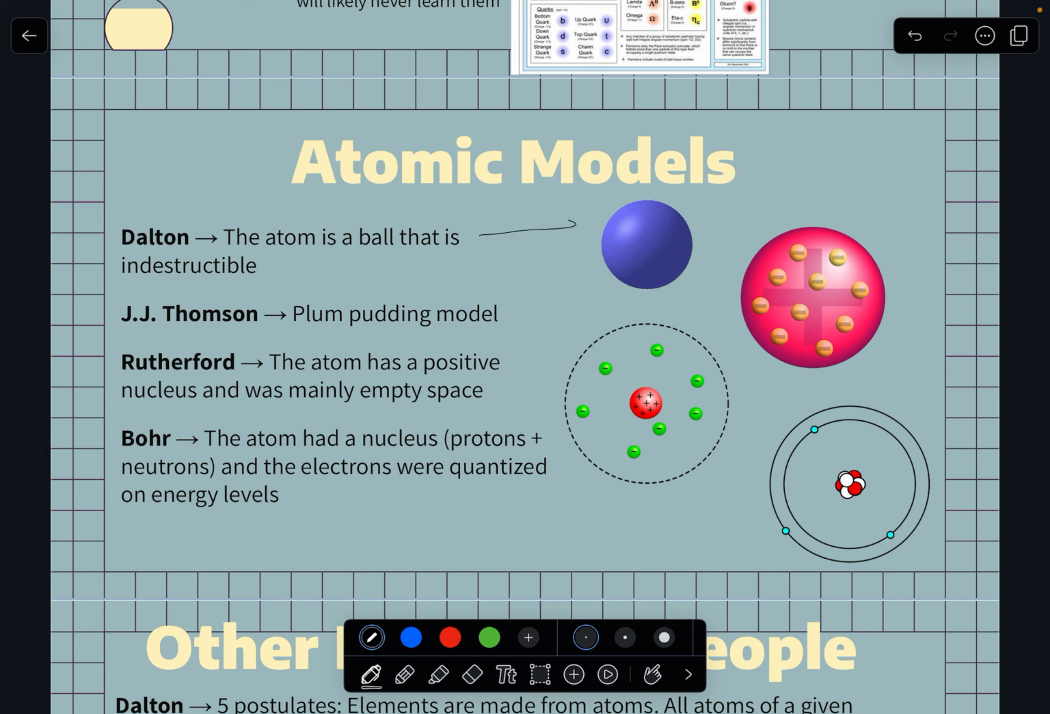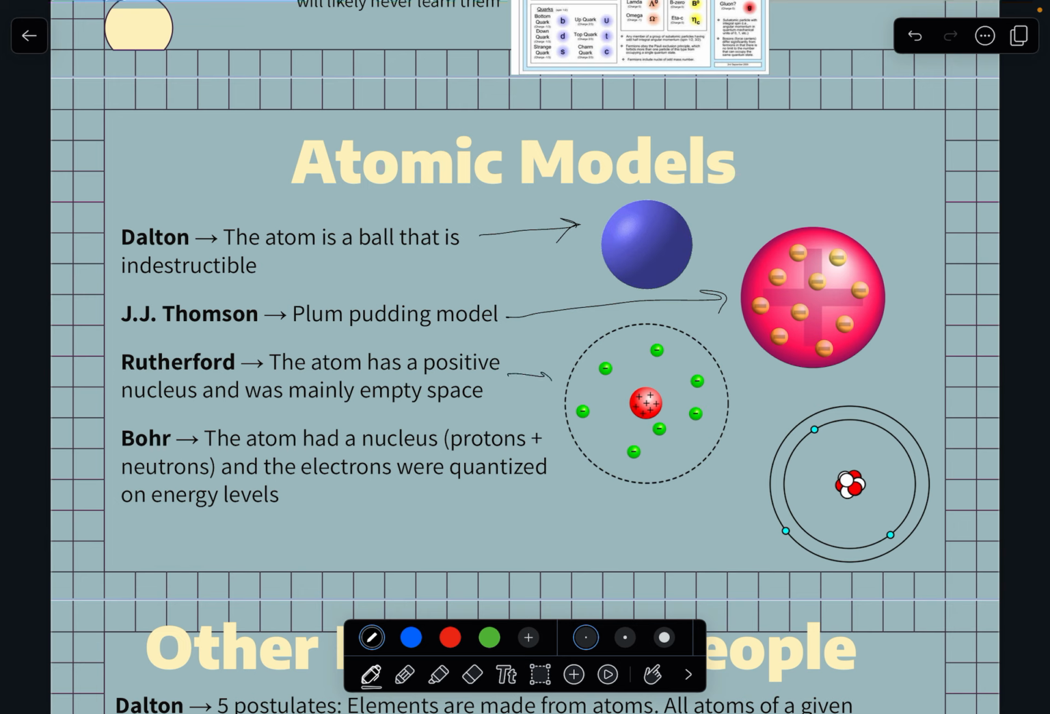So with atomic models, we started with Dalton. Dalton talked about how the atom is an indestructible ball. It's just a sphere. Think about a marble or a bouncy ball. Thomson put some charges into there. So he had the plum pudding model, where the atom is a positively charged ball with negative charges inside of it.